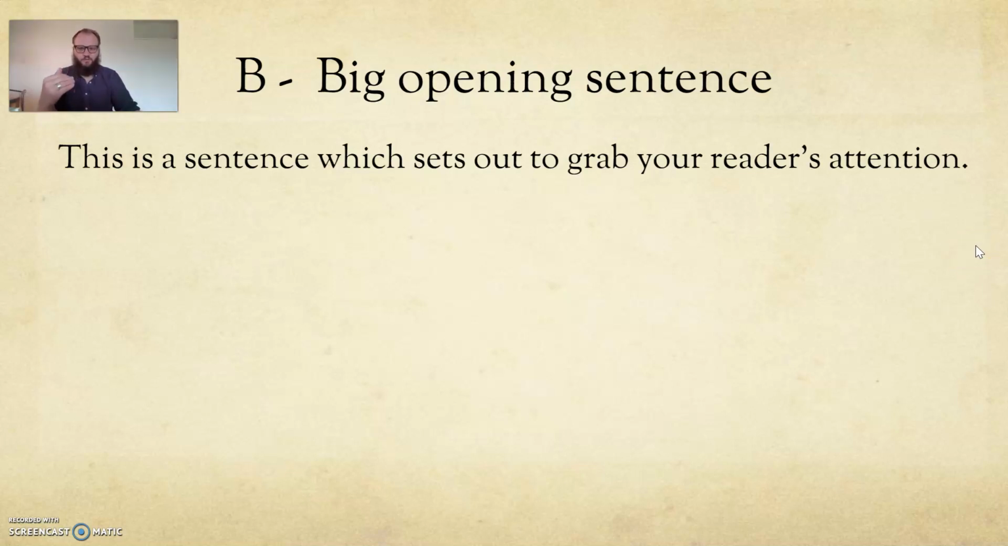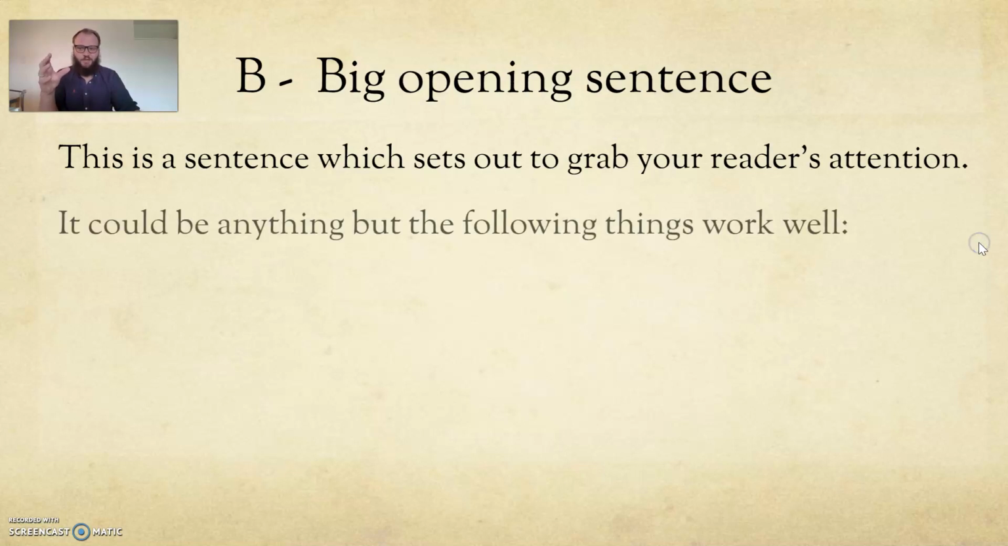You want them involved. Most of the time, your marker will be reading a whole series of different essays, and all of them have a particular formula and a particular idea, and they're not particularly inventive. If you really want to grab your reader's attention from the start, that first sentence can be a really powerful way for a reader to go, "Wow, okay, interesting. There's something we're talking about here." So, it could be anything, but the following techniques work really well.